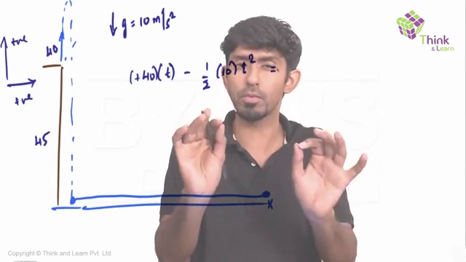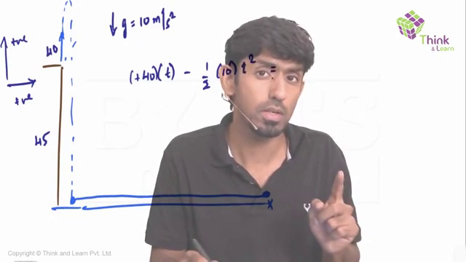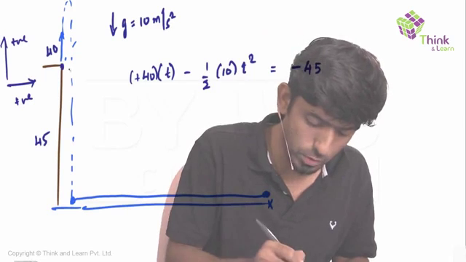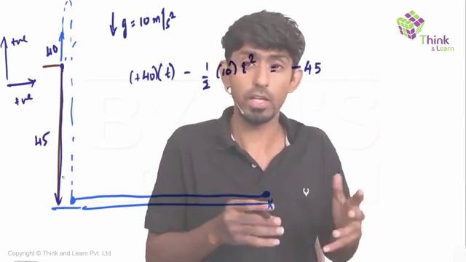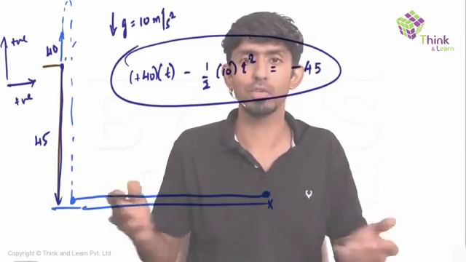This is one place where you might have to be a little careful. It's not equal to 45. The displacement is not 45. What is the displacement? It's minus 45, because you've taken up as positive, so this displacement is in the negative direction. It's in the downward direction. You're taking displacement downwards as negative. So this is your equation. It has only one variable, t. Solve for it, you'll get the answer.